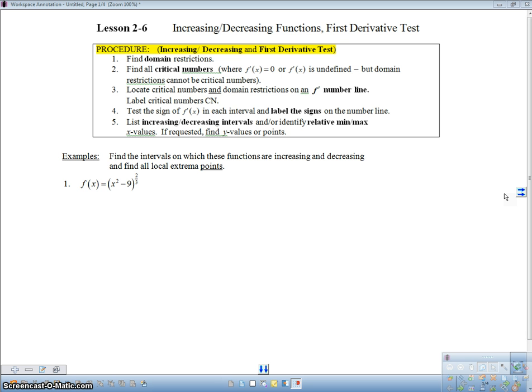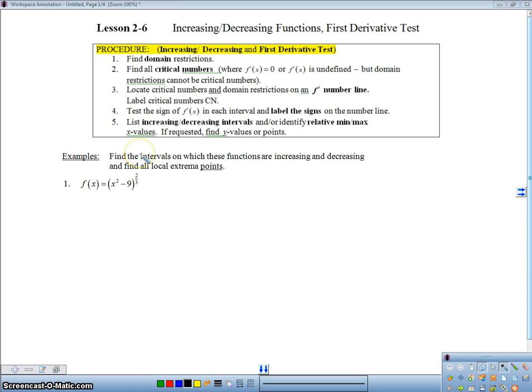Find the domain, find the critical numbers. This is similar to the candidate test, except now we're going to actually find where that slope is positive and where the slope is negative. So let's get to it here. I have this procedure on each of my pages here so that we can refer back to it each time.